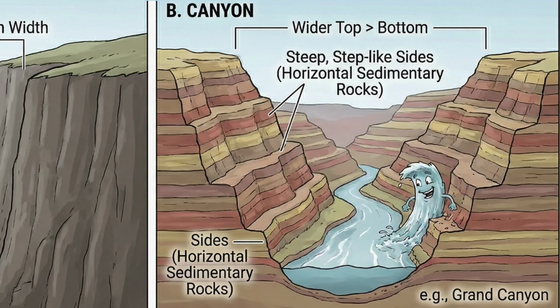A canyon is also deep, but it is characterized by steep step-like side slopes. A canyon is wider at the top than at the bottom. The Grand Canyon is the classic example, formed in horizontal sedimentary rocks.